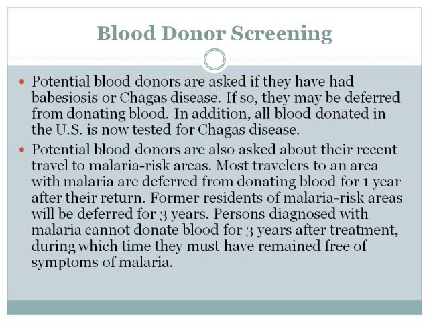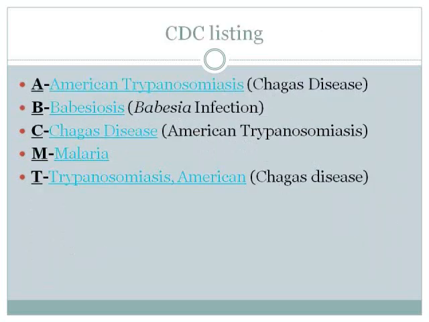Okay, as far as the CDC listing for blood donations or blood banks, they want to make sure that you are checked for American trypanosomiasis, babesiosis, Chagas disease, and malaria. These are some of the diseases, and the same name for this one is just a repetition. It's just classified alphabetically. So these usually are diseases that you should be checked for before you donate blood.